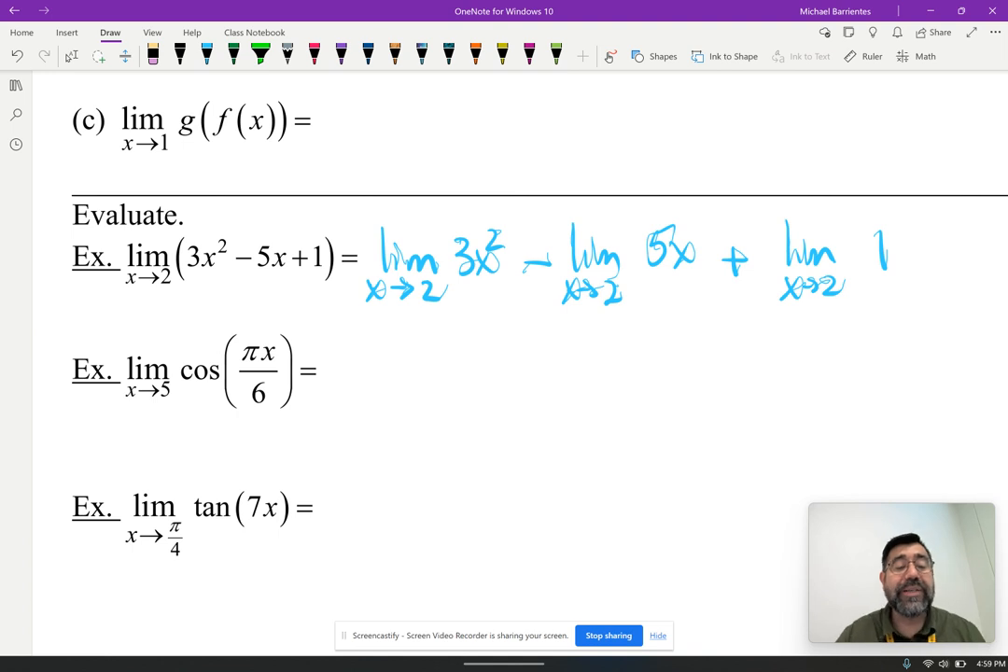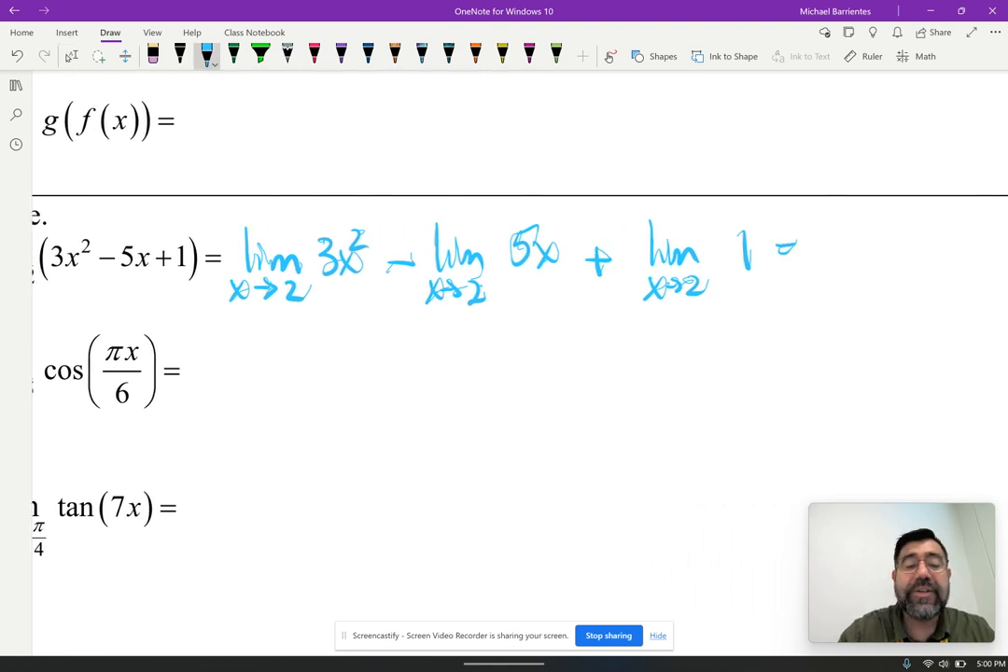So according to the properties, I can take the limit of f of x, that 3x squared, as x approaches 2 and get an answer. And I can take the limit of minus 5x as x approaches 2 and get an answer. And I can take the limit of 1 as x approaches 2 and get an answer, and then put them all together. So we've intuitively been doing that without thinking, but I needed you to know that there are properties that allow us to do that.